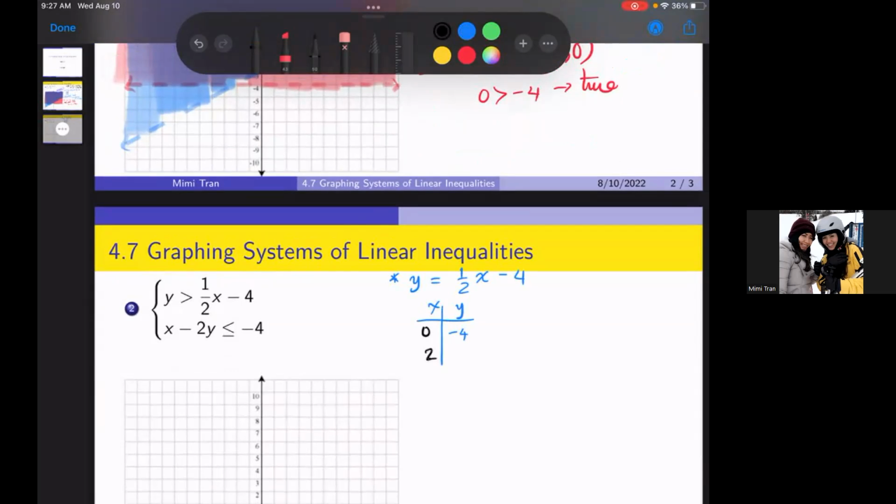If I was you, I would pick x equal 2 instead of 1, because I don't like fraction. If x equal 2, it would be 1/2 times 2 is 1 minus 4 is -2. Let's pick something that you can avoid fraction.